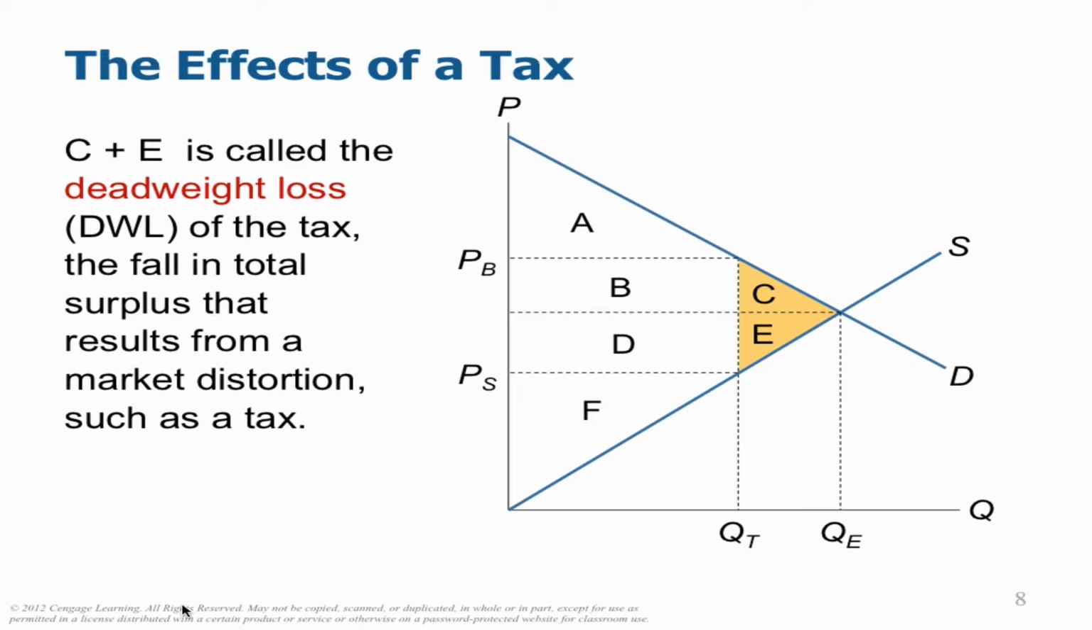Deadweight loss is what you lose out of total surplus as a result of taxation. Because remember, total surplus before the tax was everything, A plus B plus C plus D plus E plus F. Now we've lost C and E, so this is our deadweight loss. Clear enough?